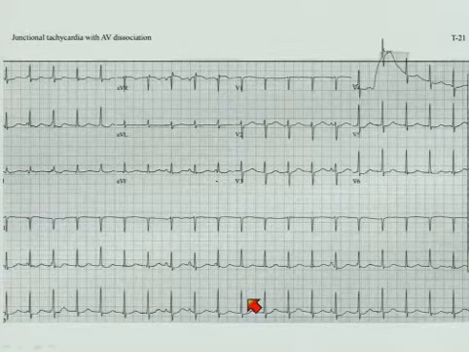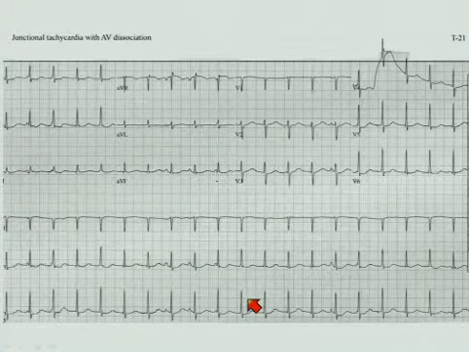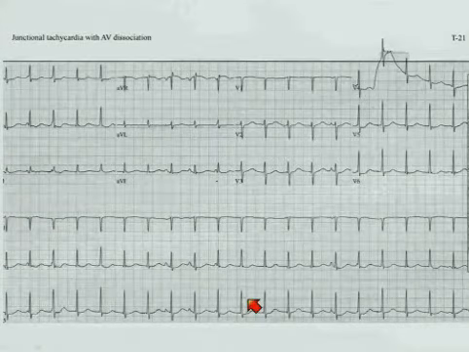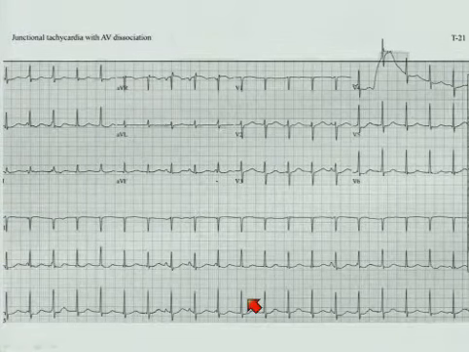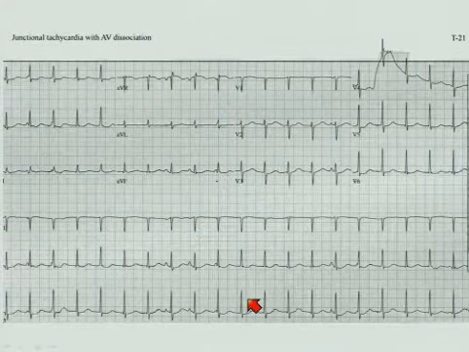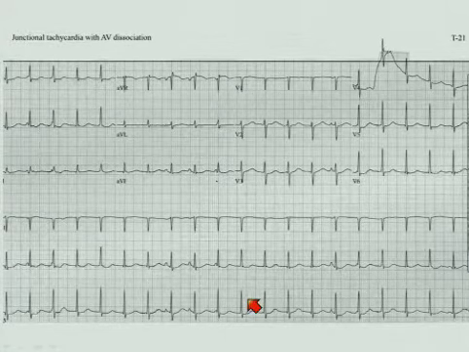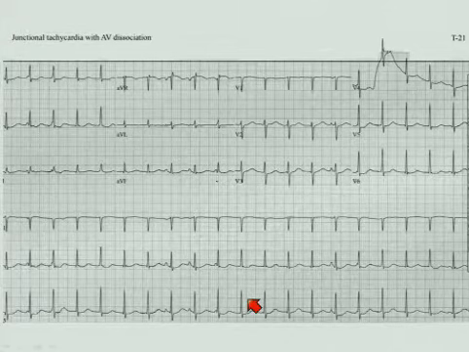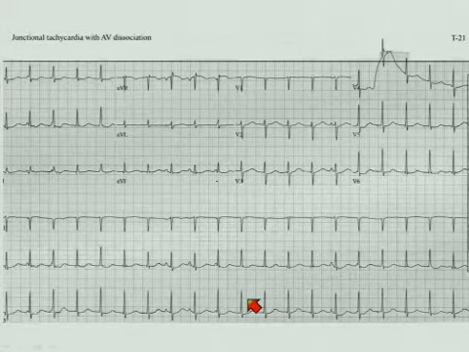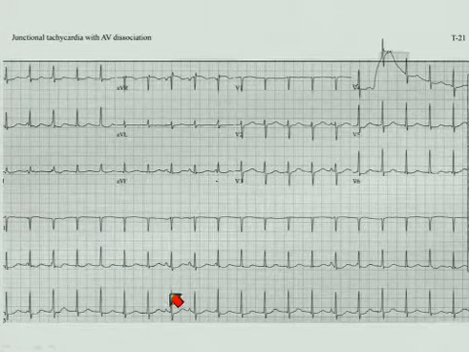They're not synonymous. AV dissociation merely describes the relationship of the atria and the ventricles. It's like saying you have a headache. Might be a brain tumor, maybe anxiety. It just describes the sensation. AV dissociation just describes the relationship. One cause of AV dissociation is heart block, but it's not the only cause.